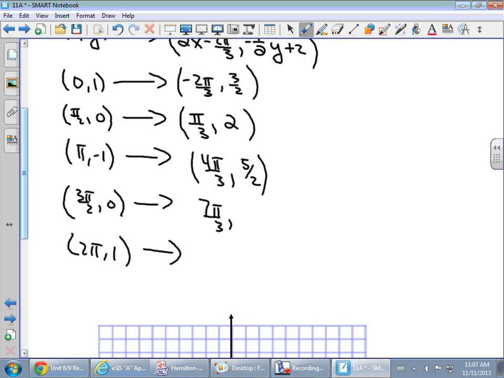We've already figured out 0. Add another 3 pi to it, and we've already figured out 1. So that shouldn't take us too much effort to continue. Go back.